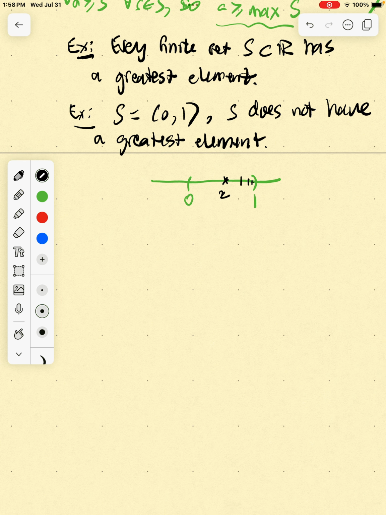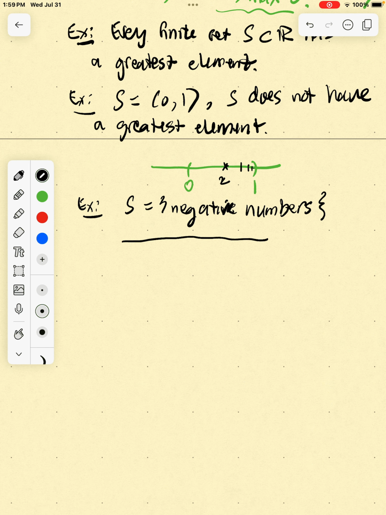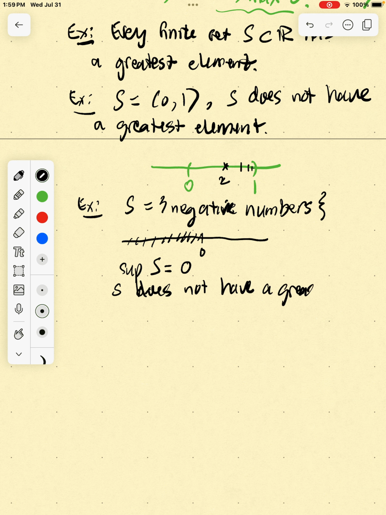Another example would be, let's say that S is the set of negative numbers. Does that have a supremum? Well, yes. So here's 0, here's S, all the negative numbers. The supremum of S is 0, but S does not have a greatest element. In other words, there's no maximum of S.